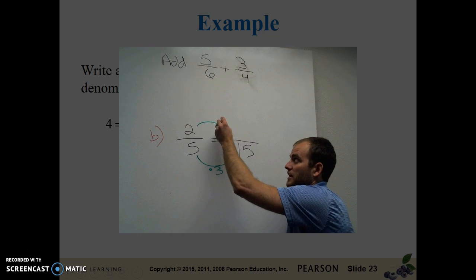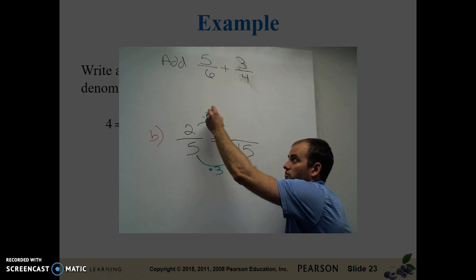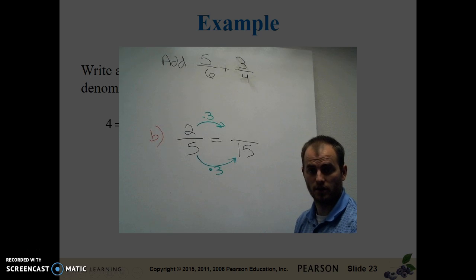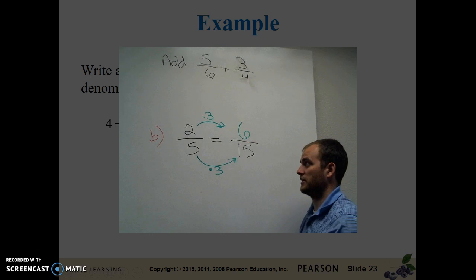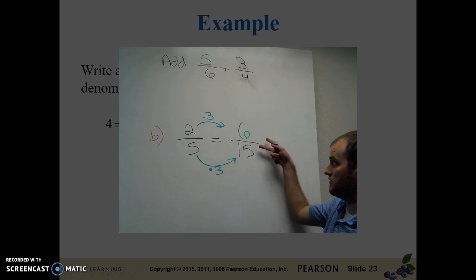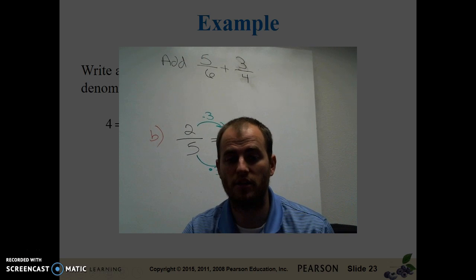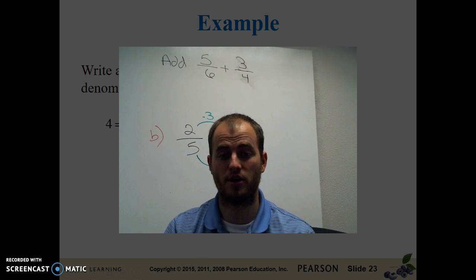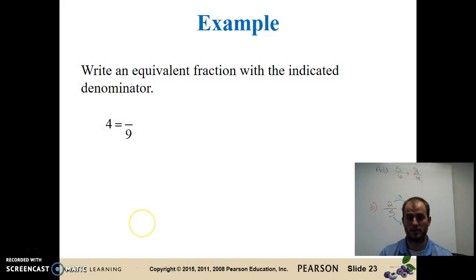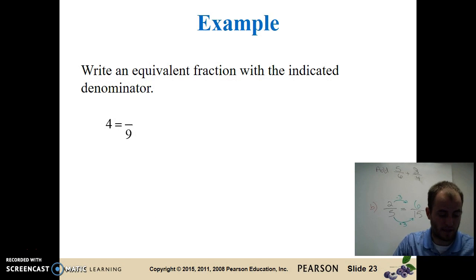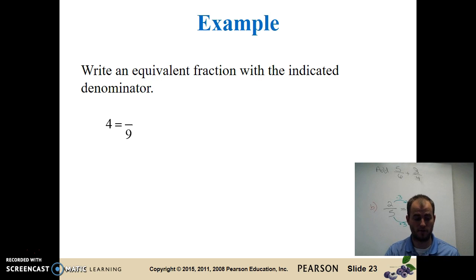So in order for it to stay the same fraction, we need to multiply the numerator by the same number, 3. 2 times 3 is 6. 6/15 is the same fraction as 2/5. It's just not simplified anymore. And again, we unsimplify it so we can add it together with another like fraction that has a denominator of 15, which we'll do next section. Okay, so why don't you try to do letter C on your paper.